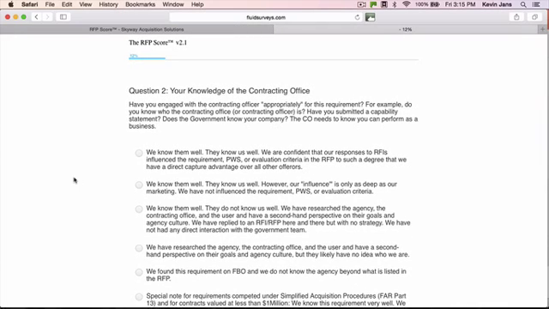What is your knowledge of the contracting office? So how engaged have you been appropriately with the actual requirement? Definition of appropriately is, do you know if you influence the contract type? Do you know what acquisition strategy they're going to use? All those kind of things.